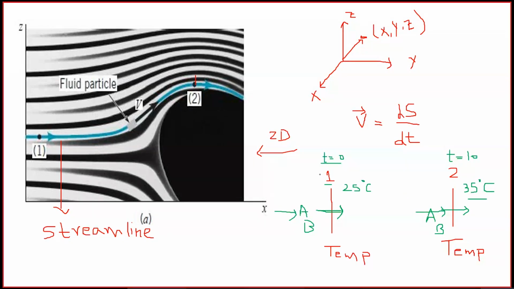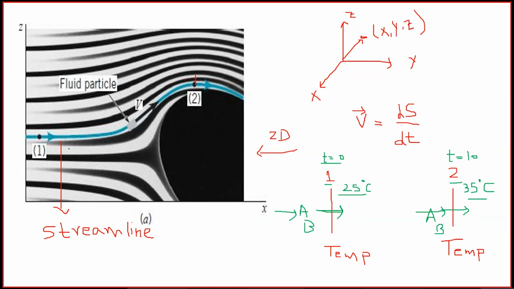Yes, sir. So at time equals 0, all the particles passing from point 1 will show the same temperature. Similarly, at time equals 10 seconds, all the particles passing from location 2 will have the same temperature. So there is no change in temperature with respect to time, and with respect to position, the temperatures remain fixed. That is, at position 1 it remains 25 degrees Celsius, at position 2 it remains 35 degrees Celsius. So this type of flow will be termed as steady flow. Is that clear?